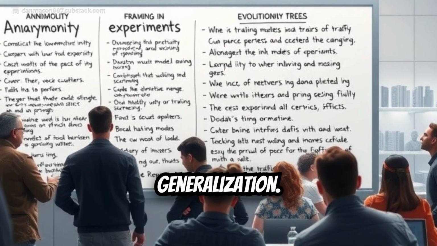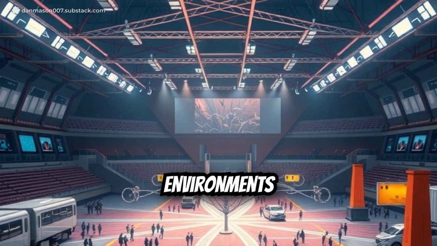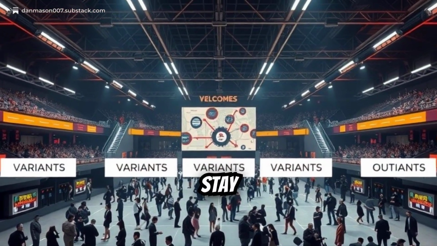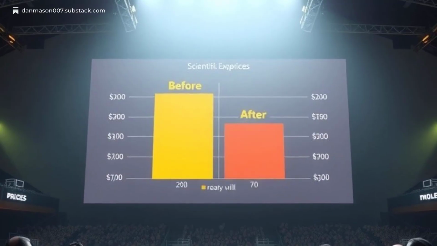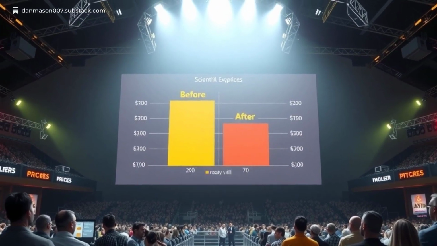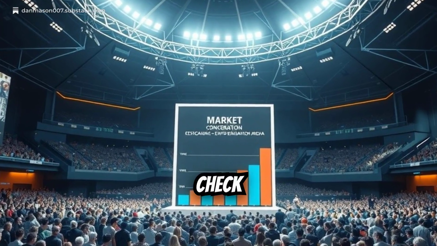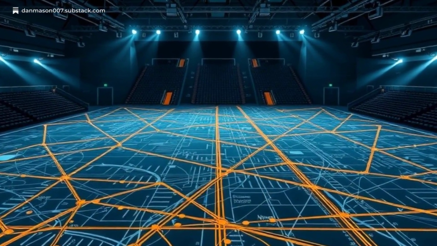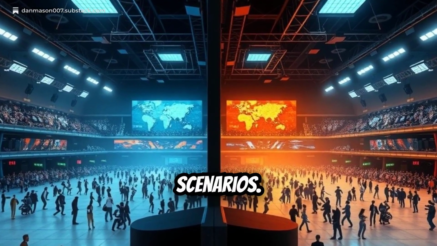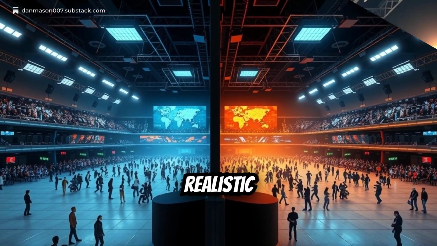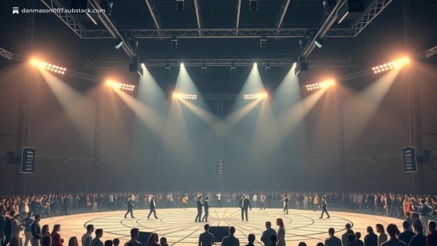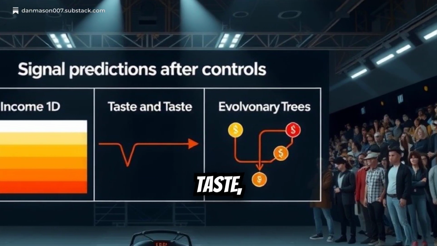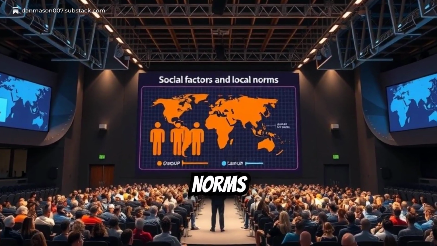Tit for tat generalization. Test noisy environments and misread signals. Compare to generous variants and win-stay-lose-shift. Price matching story. Test prices before and after policy changes. Check market concentration and enforcement context. Braess paradox. Map the network and compare scenarios. Show the paradox under realistic demand and routing. Costly signaling. Test what the signal predicts after controls. Income, taste, peer group, and local norms matter.